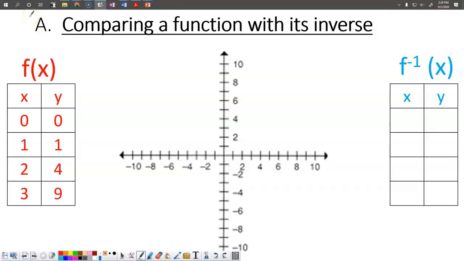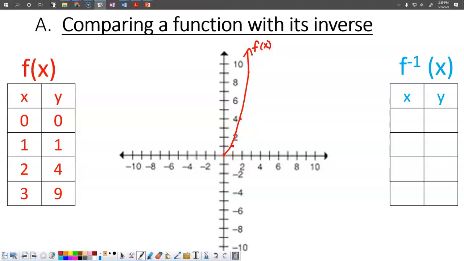I've given you a graph or a table here of the function f of x, an input and an output. So I'm going to go ahead and start by plotting those points. We have 0, 0. We have 1, 1. We have 2, 4. And we have 3, 9. And so that's my graph of f of x there.